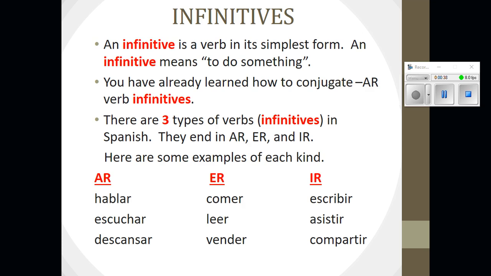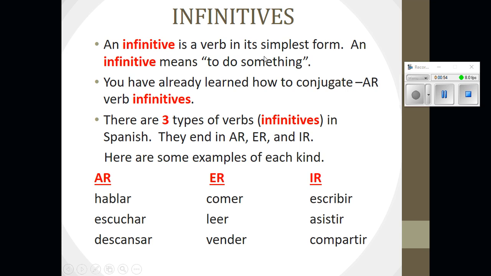Okay, an infinitive is a verb in its simplest form. An infinitive means to do something. You have already learned how to conjugate AR verbs, infinitives. There are three types of verb infinitives in Spanish. They end in AR, ER, and IR, and here are some examples of each.